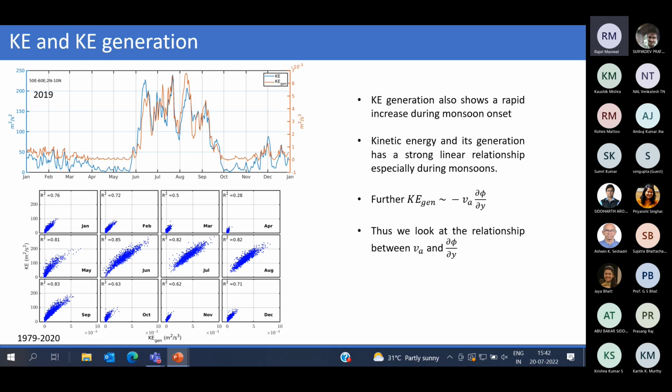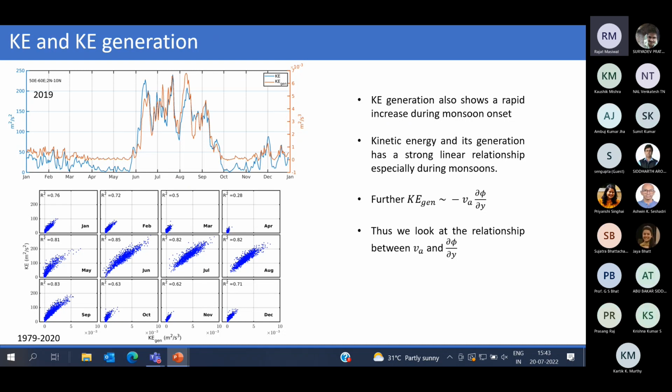Now we will talk about the rapid intensification of the jet. We focus only on the region where we have advection prevailing, namely the north of equator region. And here we see the evolution of kinetic energy and the kinetic energy generation for one representative year, 2019. But the picture remains more or less the same for any other year.